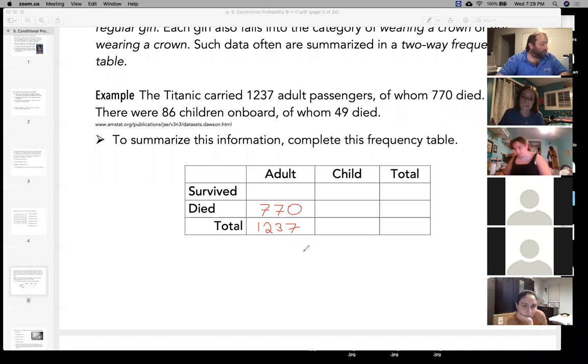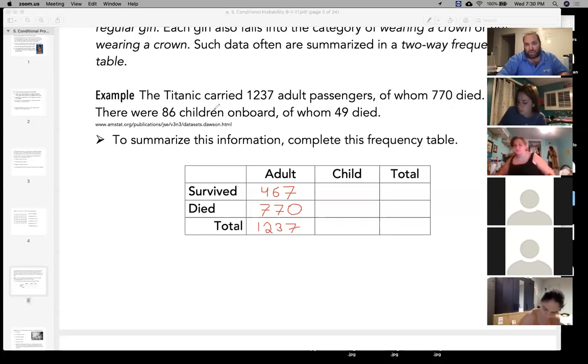So before I even read any more of this problem, there's another cell that I can fill in. Which cell is it? I can't do kids yet unless I read more. Subtract 770 from the 1,237 number, which is 467. By process of elimination, since someone either died or survived, that must be 467. Agreed?